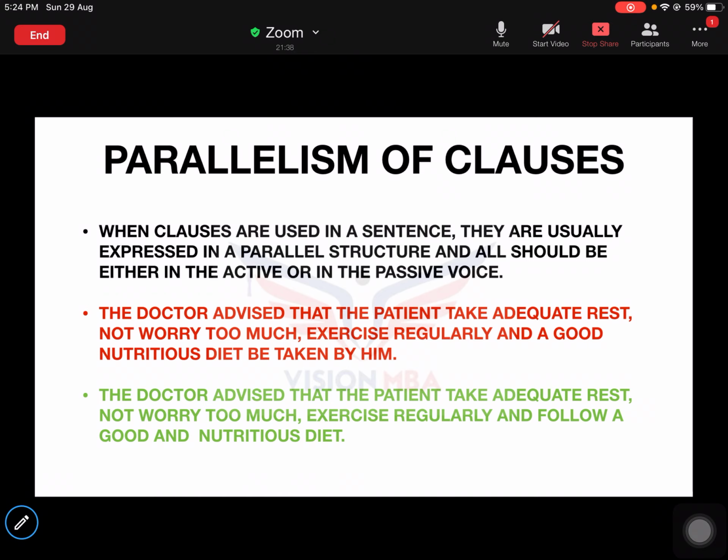Okay. When clauses are used in a sentence, they are usually, okay, I'm reading this stuff, let me use a spotlight. When clauses are used in a sentence, they are usually expressed in a parallel structure and all should be either in the active or in the passive voice. Now, you remember I mentioned that active and passive stuff.